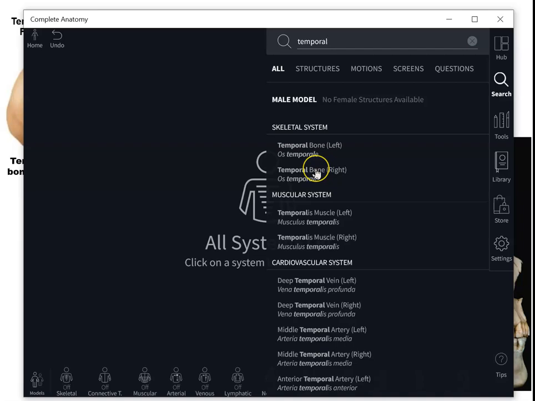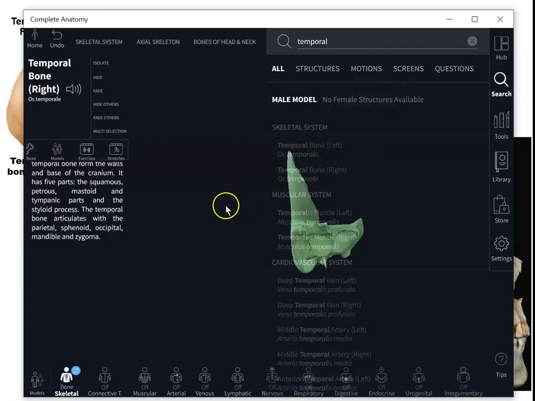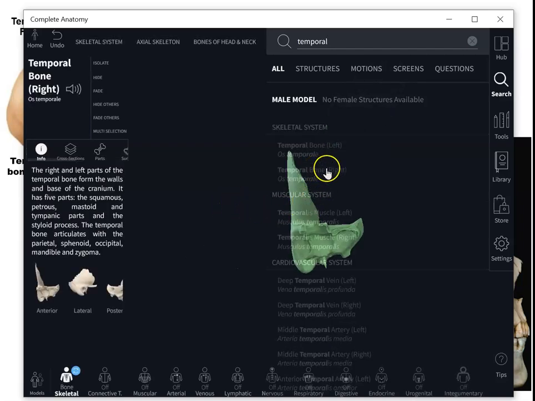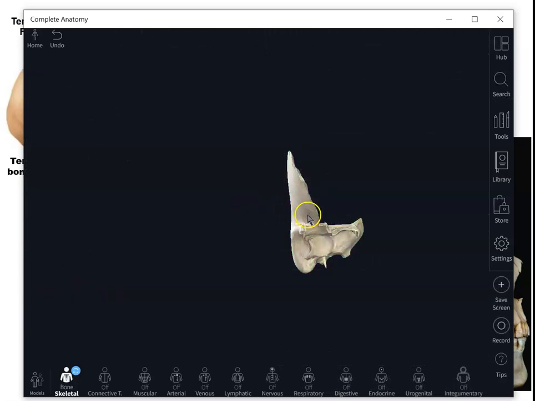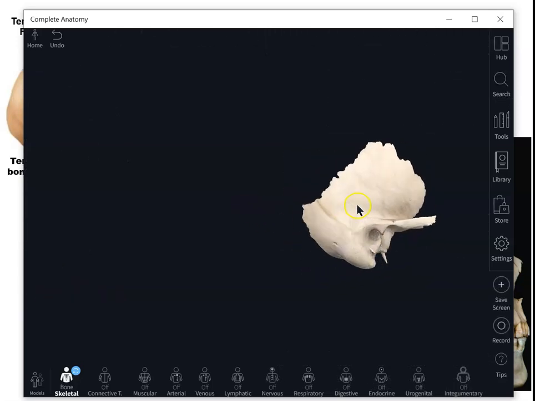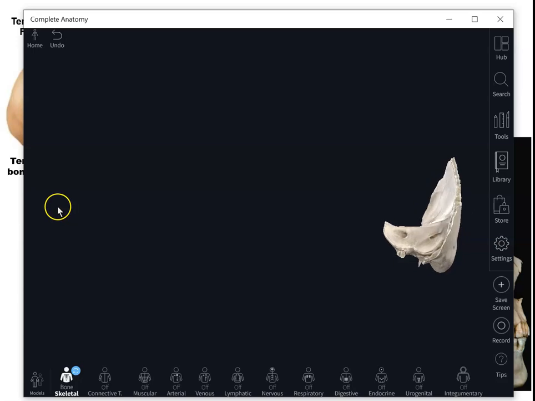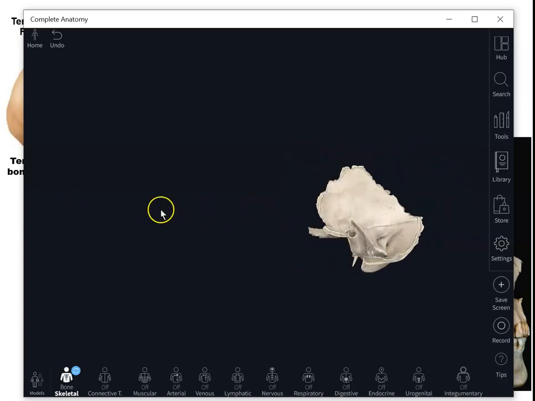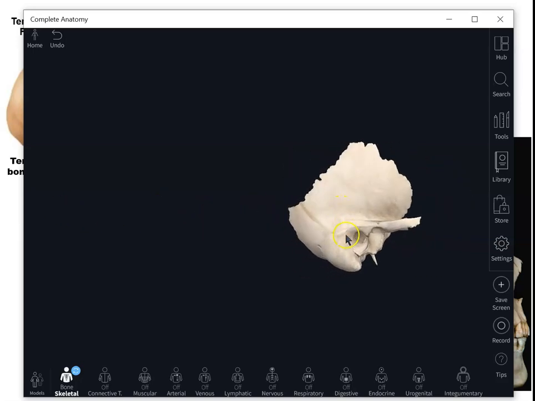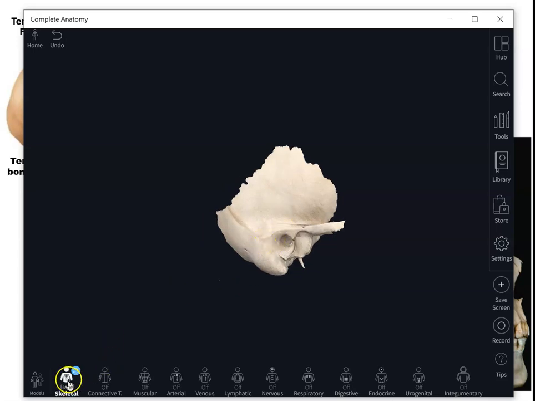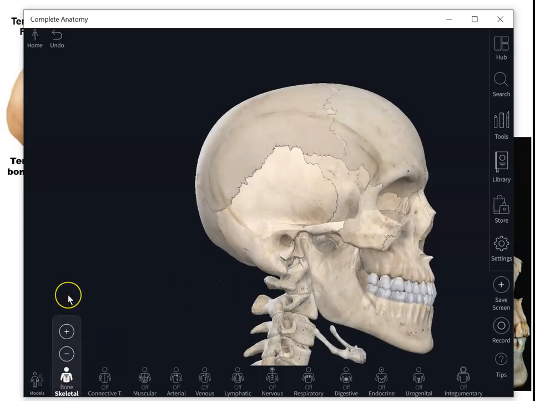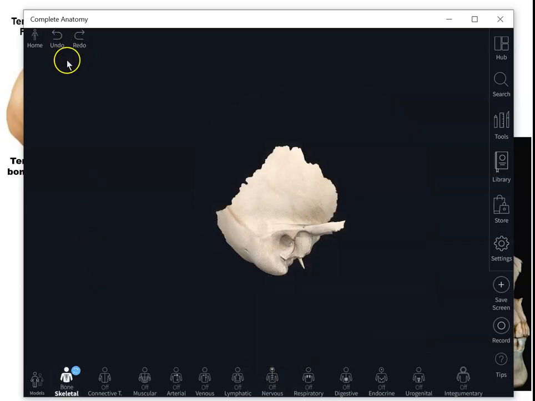Let's get the right temporal bone. So it's going to draw it for us. And what this allows us to do is spin it around. So I can temporarily put it here, and if I click this button, it will put the rest of the bones in. And then if I hit undo, it should take the rest of the bones away. Yeah, it takes the rest of the bones away.